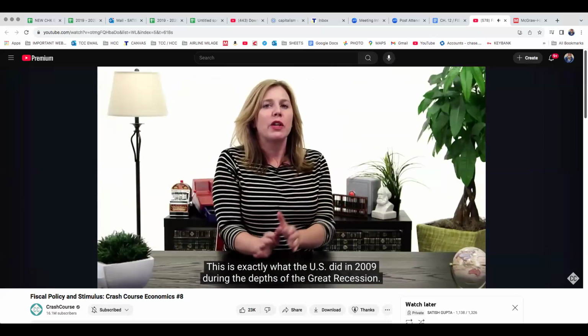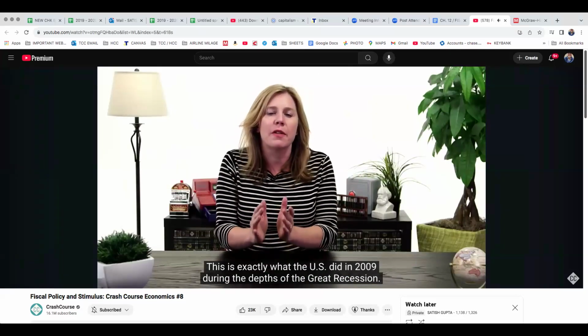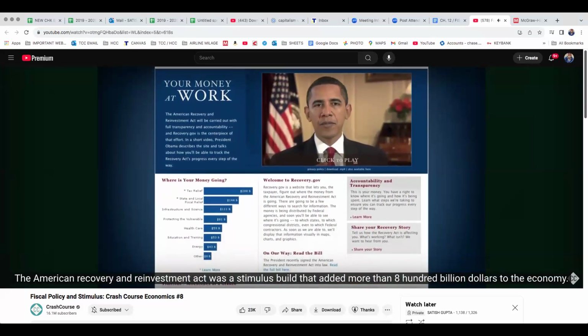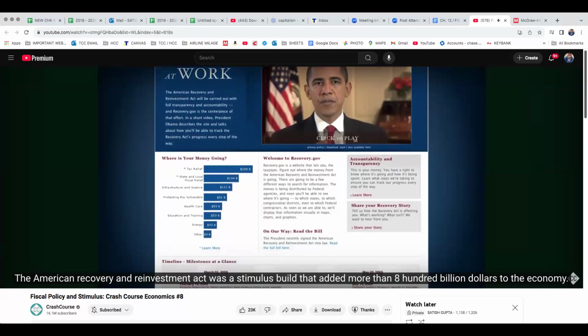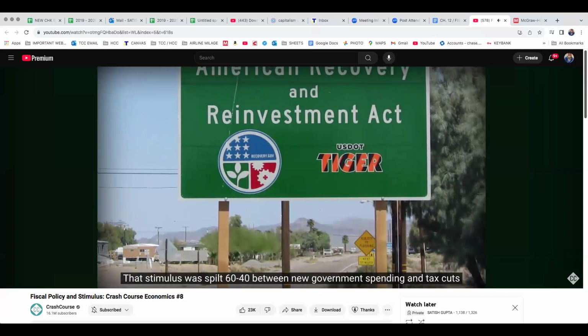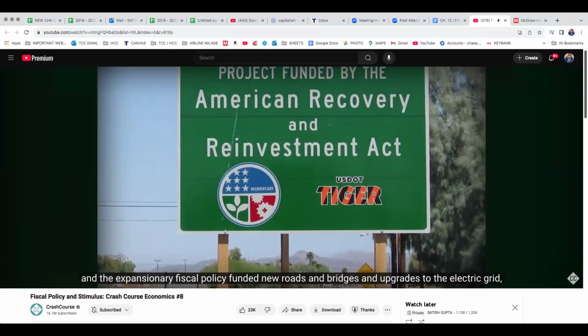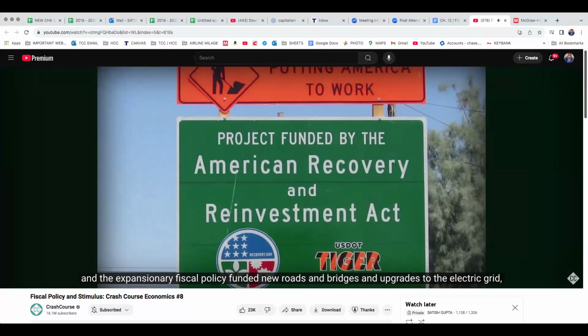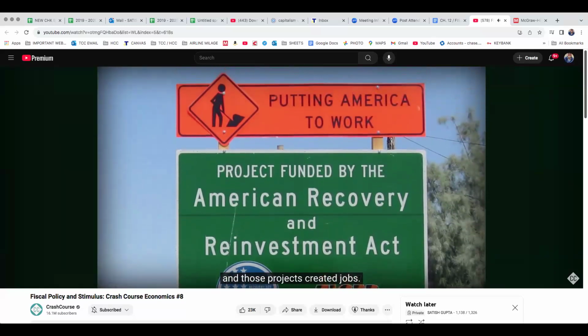This is exactly what the US did in 2009 during the depths of the Great Recession. The American Recovery and Reinvestment Act was a stimulus bill that added more than $800 billion to the economy. That stimulus was split 60-40 between new government spending and tax cuts. And the expansionary fiscal policy funded new roads and bridges and upgrades to the electric grid. And those projects created jobs.